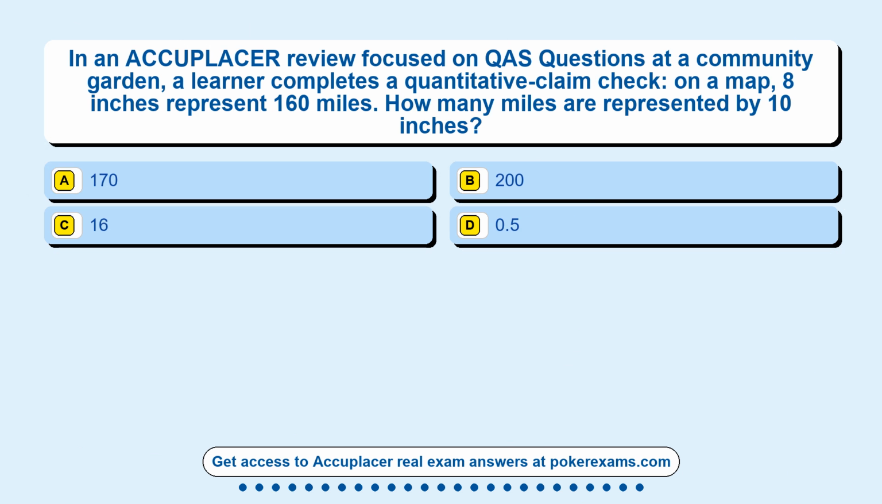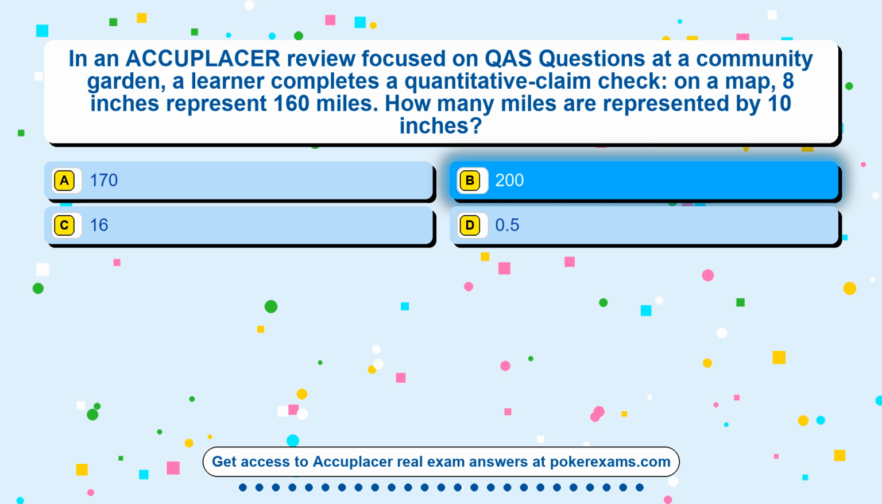Question 24. In an ACCUPLACER review focused on QAS questions at a community garden, a learner completes a quantitative-claim check. On a map, 8 inches represent 160 miles. How many miles are represented by 10 inches? Option A, 170. Option B, 200. Option C, 16. Option D, 0.5. The correct answer is option B, 200.